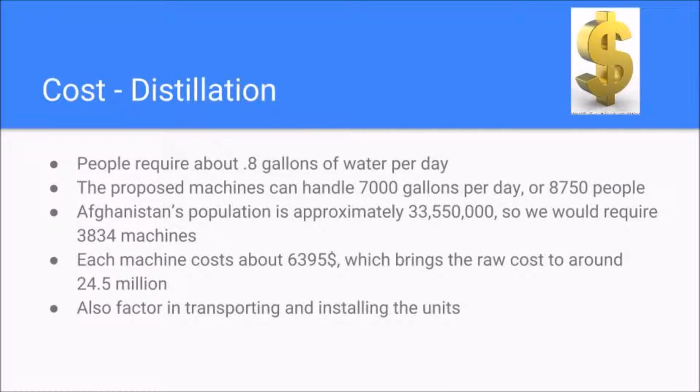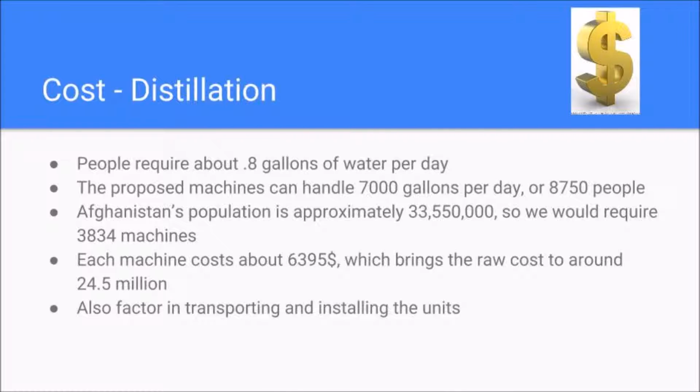To do our cost analysis for the distillation units, we first looked up how much water people require per day to stay healthy. We found that they require about 0.8 gallons of water a day. And with the machines that we're buying pumping out 7,000 gallons per day of water, each machine could accommodate approximately 8,750 people.